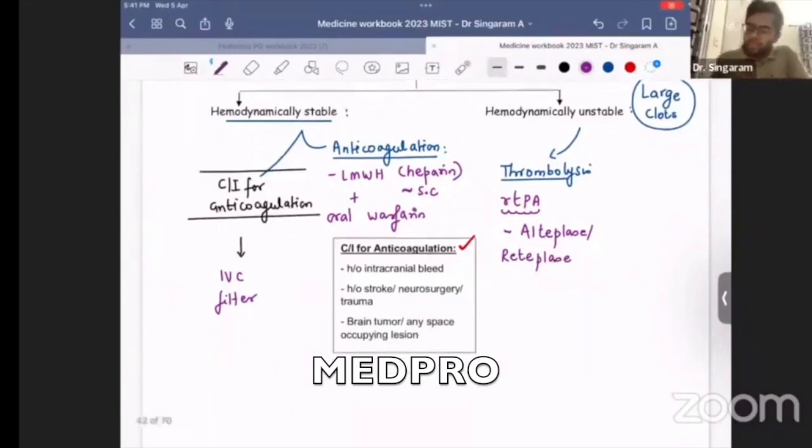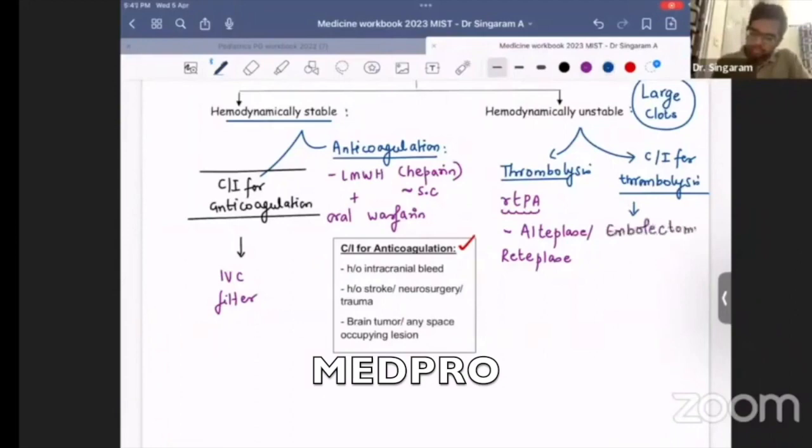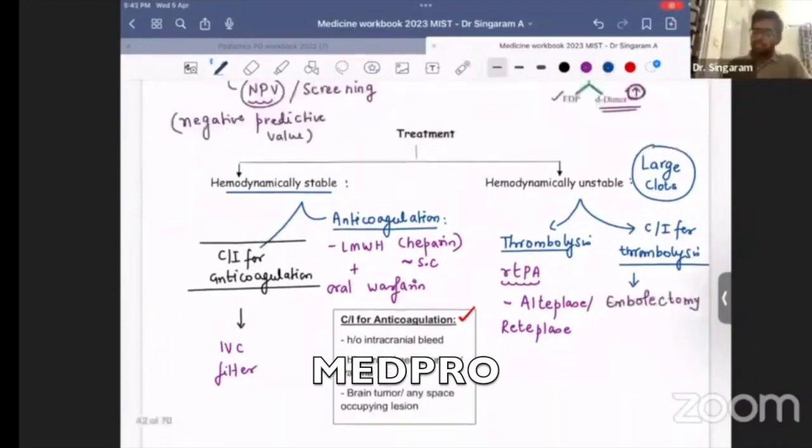Now, very rarely, some patients have contraindications for thrombolysis also. So in that patient, what should I do? I should do a procedure to remove the clot. It is not actually open surgery; with a catheter I can introduce and take out the clot. What do you call that? It is called embolectomy. That's what should be used for a patient who has a contraindication for thrombolysis.